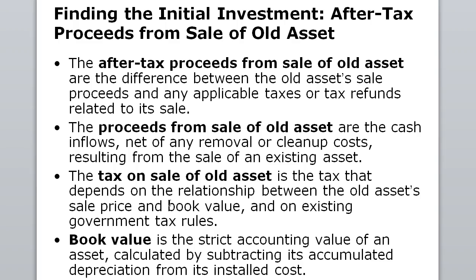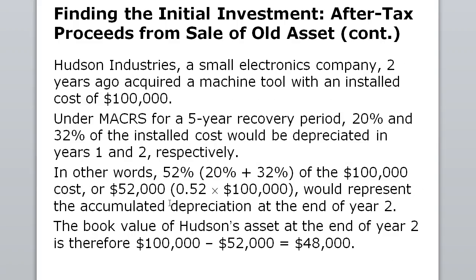So book value is just a measure. It's calculated by subtracting the depreciation from the total cost of purchase and installation of the asset. So basically, if you depreciate an asset down to zero and then you sell it for $10,000, you're saying there's no book value, and by selling it for $10,000, you have to pay tax on the full $10,000.